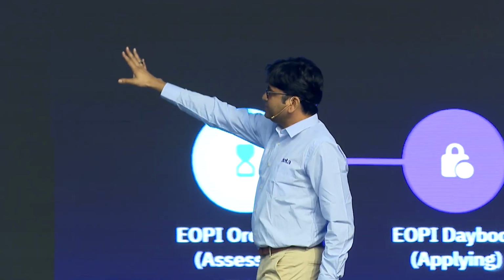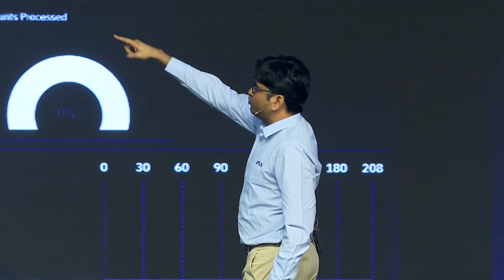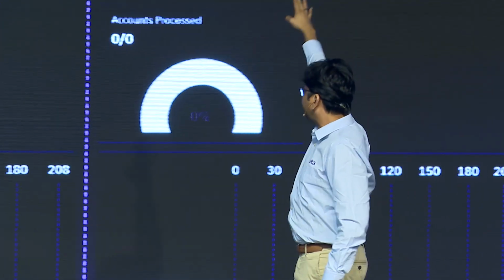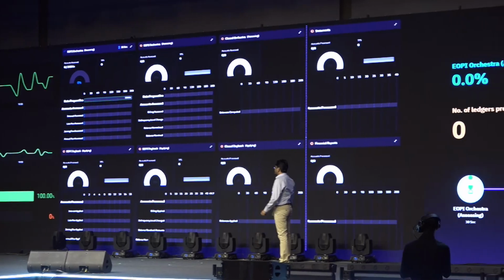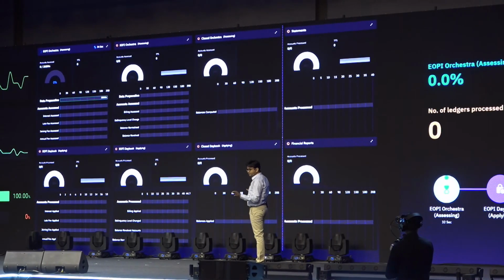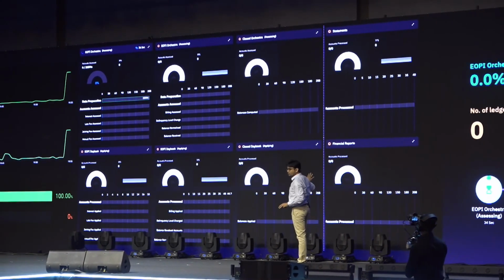Here is the same screen. These are the 8 stages, 1, 2, 3, 4, 5, 6, 7, 8. These are the 8 stages you will be seeing. They will be progressing. They will not disturb anybody, but they will just show what they're doing.